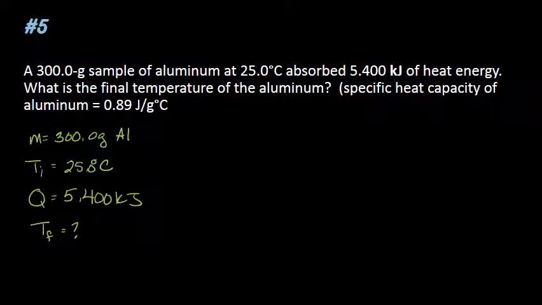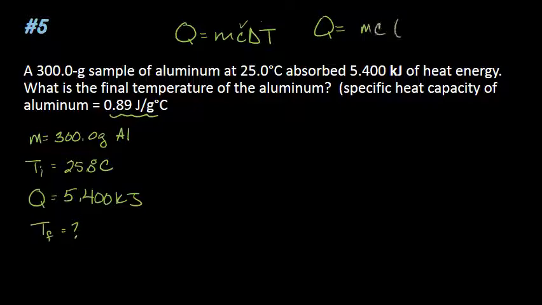Again, we're dealing with a change in energy, so we're going to need Q equals MC delta T, and C was given to us right here in the problem. For this one, I want to substitute the delta T for Q is equal to MC temperature final minus temperature initial. But first, we're going to have to convert this kilojoules to joules. Notice your specific heat capacity is in joules, so Q better be in joules also.